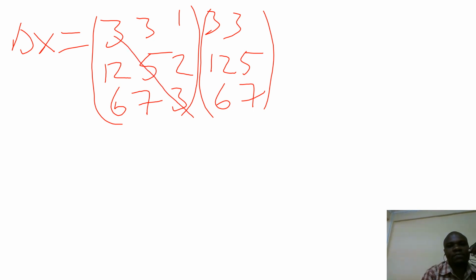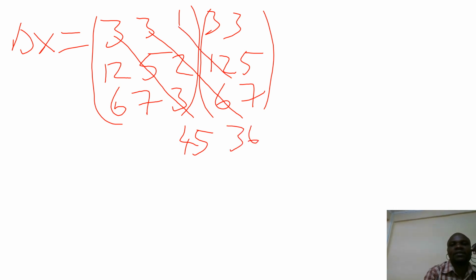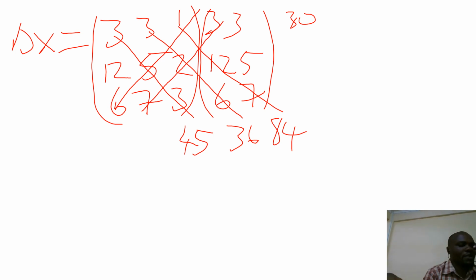So if I multiply this, I consider the first diagonal here, which will be 3 multiplied by 5 multiplied by 3, which gives me 45. And then also I consider this, which gives me 3 times 2 times 6, which is 36. And then I consider this, which gives me 84 because of 12 multiplied by that. Then I also consider 6 times 5 times that, which gives me 30, and then 7 times 2 times 3, which gives me 42.